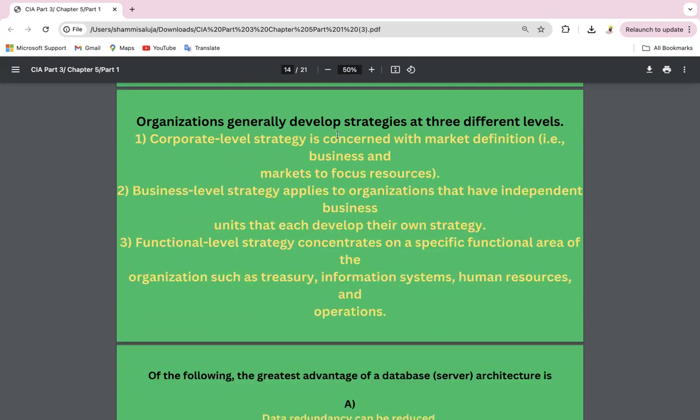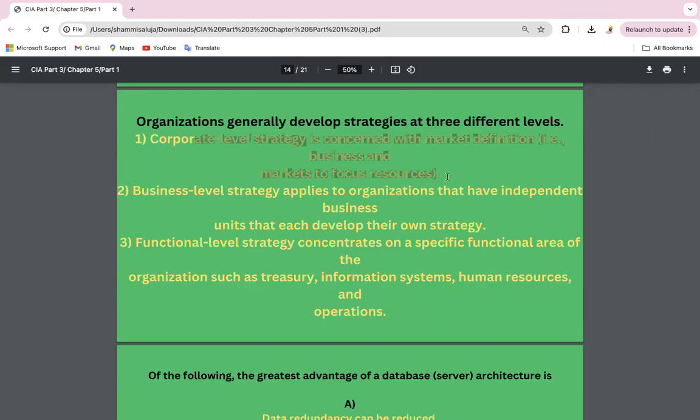Let's talk about any organization. They generally develop strategy at three different levels: the corporate level, the topmost level, then the business level, and then the lower or the functional level strategy. Obviously, if we talk about the top level or the corporate level, the things are quite different.